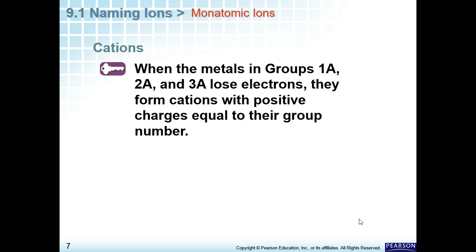So our general rule, if I had to encompass all of that into one single sentence, says when metals in groups 1, 2, or 3 lose electrons, they form cations with a positive charge equal to their group number. So remember, if they are in group 1, the positive charge is plus 1. If they're in group 2, the positive charge is plus 2. If they are in group 3, their positive charge is plus 3.